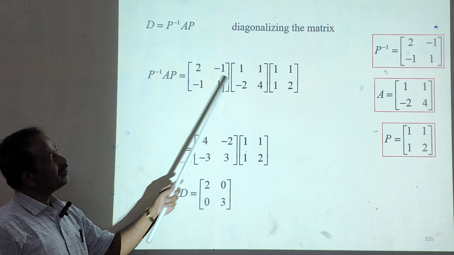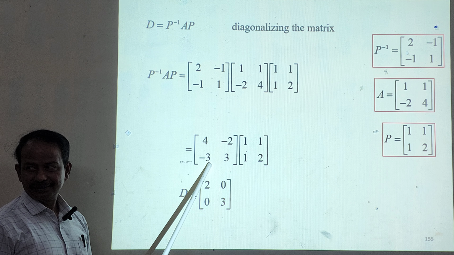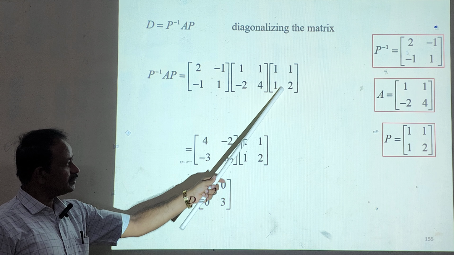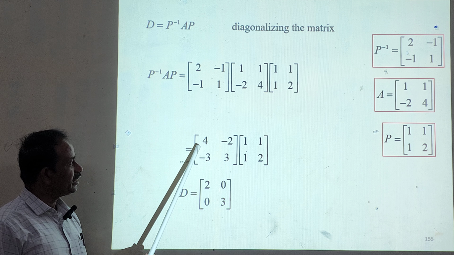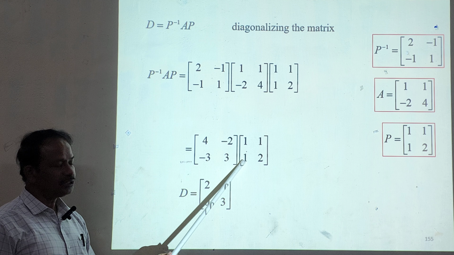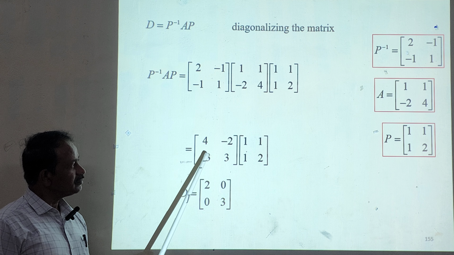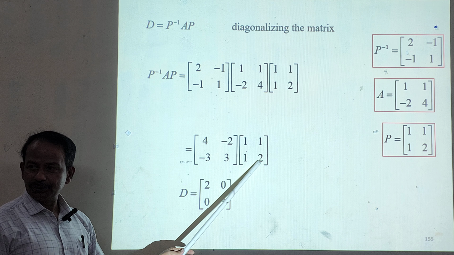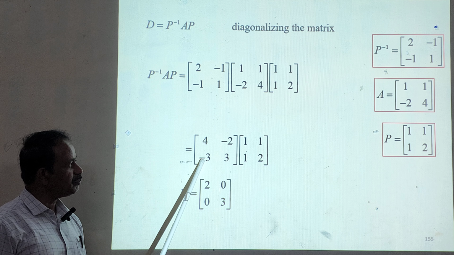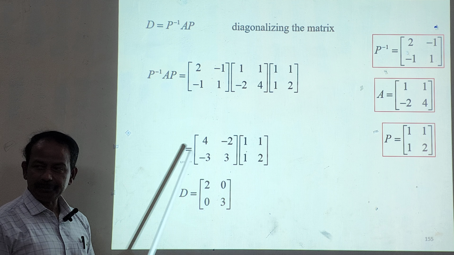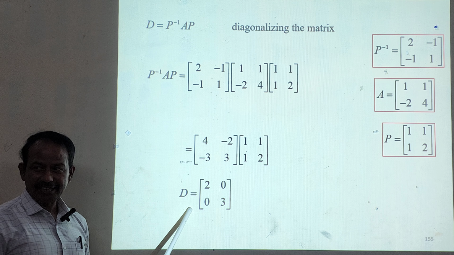So P inverse AP. You multiply these two matrices, you will get this. You just keep this matrix as it is. Multiply these two matrices, you will get this. 4 multiplied by 1 minus 2 multiplied by 1. So answer will be 2. 4 multiplied by 1 minus 2 multiplied by 2. So 4 minus 4, 0. See? And this one also will become 0. The last one will be minus 3 multiplied by 1, plus 3 multiplied by 2. So 6 minus 3, answer is 3. See, this is the diagonal form. We have diagonalized the matrix.